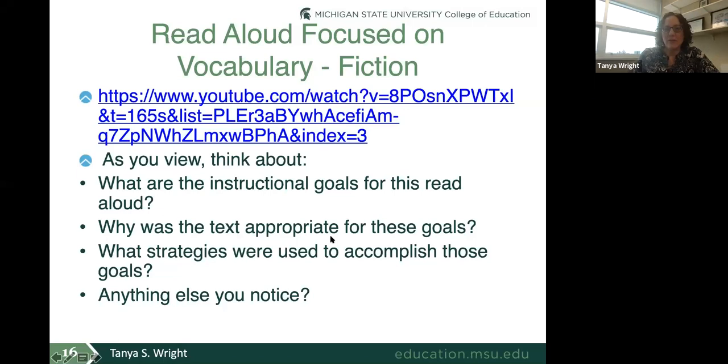Okay, so if you could talk at your tables just for a little bit and think through these questions, then we can discuss as a group. What are the instructional goals for this read aloud? Why was this text appropriate for these goals? And what strategies did the teacher use to accomplish these goals? And anything else you notice or want to ask about, or that you want to ask a question to me about.